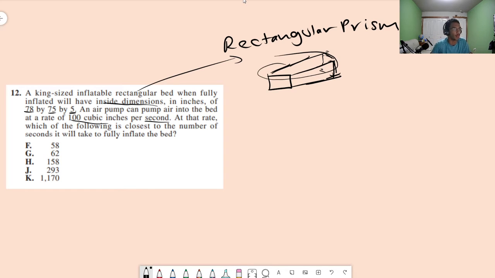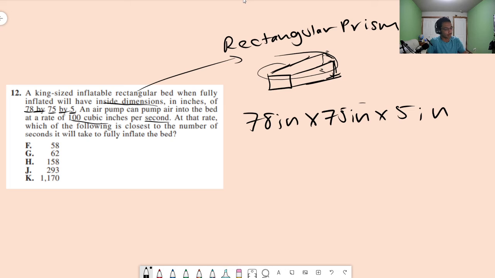Okay, so the dimensions are 78 by 75 by 5. And notice how I used multiplication symbols, because multiplication symbols represent the by. So that's the dimensions, and it fills at 100 cubic inches per second. Okay, so we know in inches, right? It's better to write this as 78 inches times 75 inches times 5 inches, right? So if we multiply this, we can find the entire volume. And the reason why I'm trying to find the entire volume is because we are given a rate of 100 cubic inches per second, right?